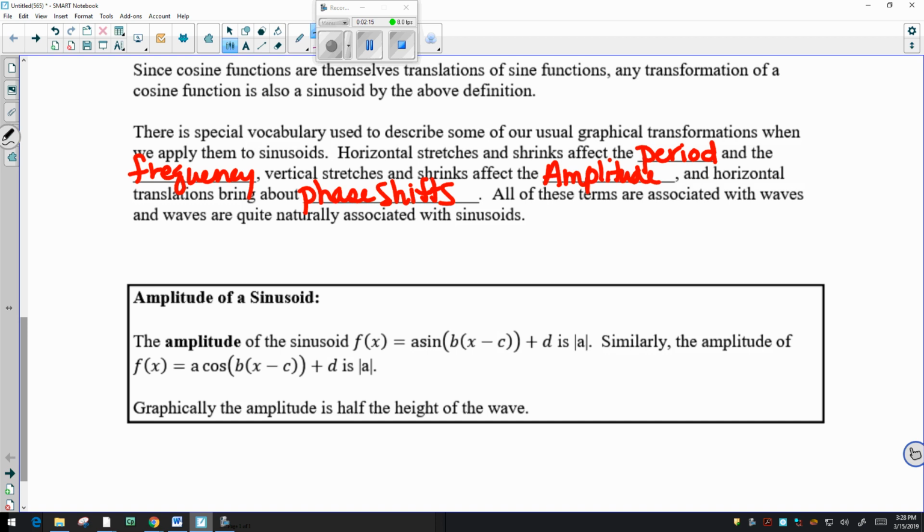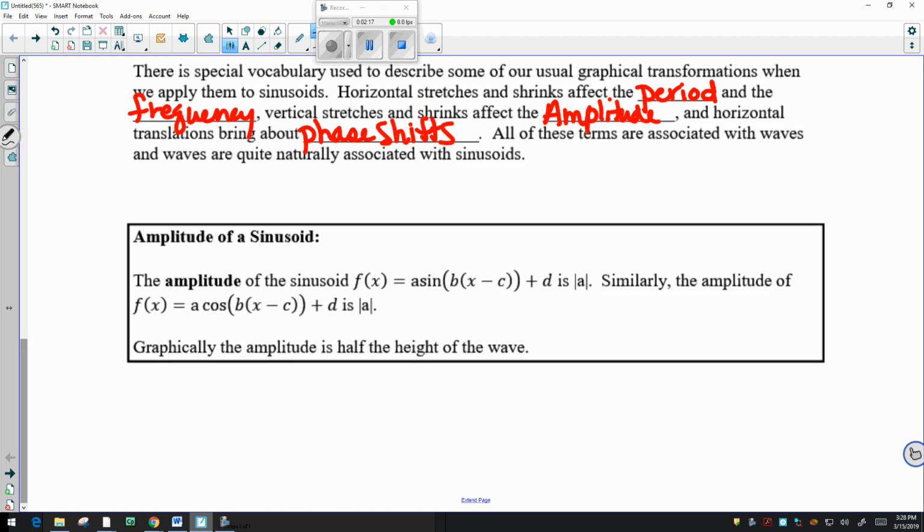Okay, so the amplitude of the sinusoid is going to be our absolute value of a, so the number in front of the sine, which hopefully makes sense because back here we were saying it was the vertical stretches that would affect the amplitude. That value of a being the number in front of our function, we typically say would be the vertical stretch or shrink. So our amplitude is going to be that absolute value of a. Same thing if it was a cosine graph. And graphically speaking, the amplitude is going to be half the height of the wave.